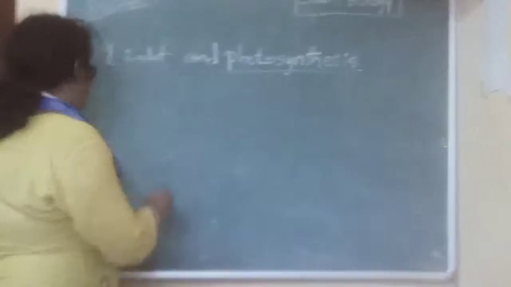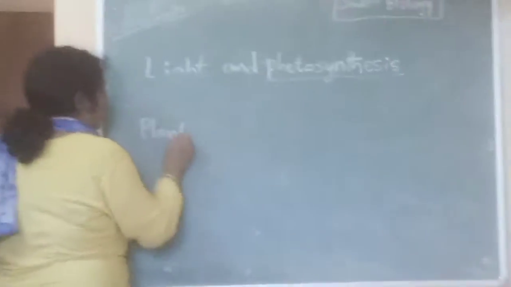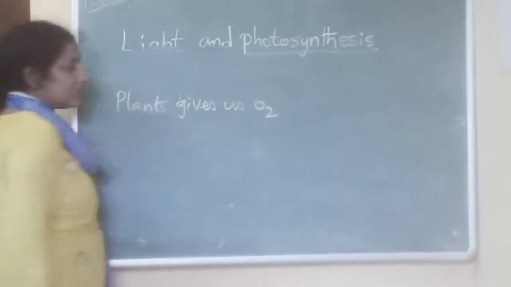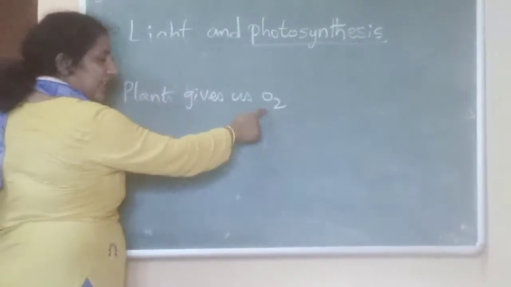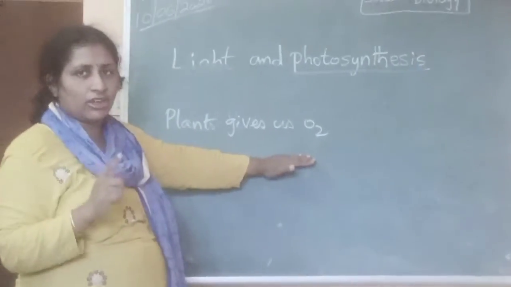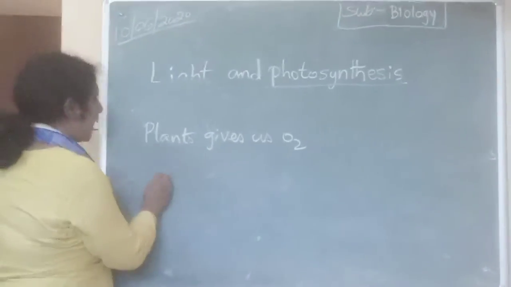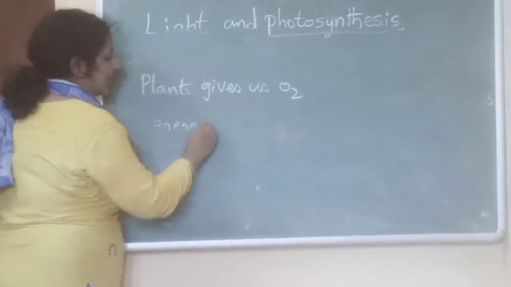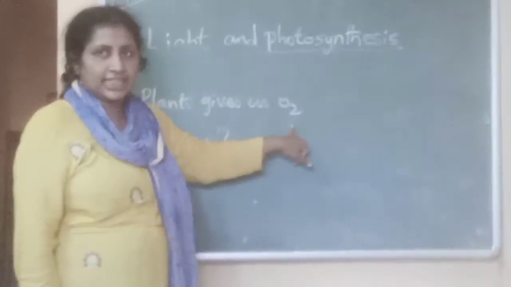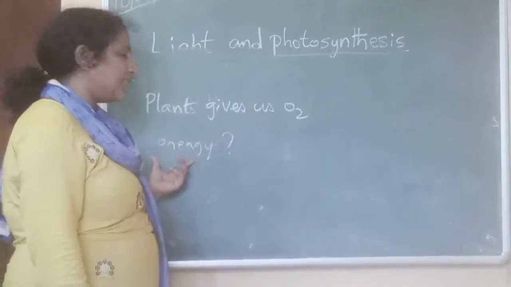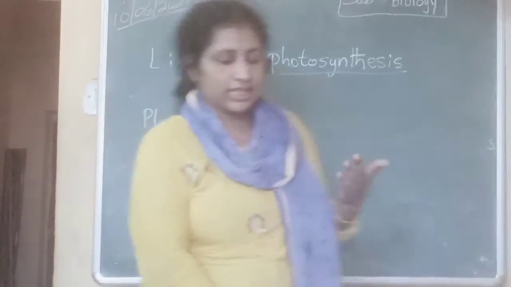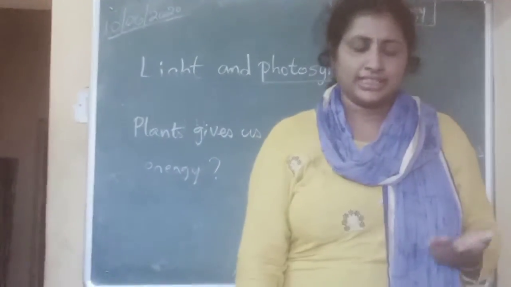We know that plants give us oxygen, so plants are releasing oxygen. For releasing oxygen you need energy. So from where are the plants getting that energy? That was the question that needed to be answered by the scientists.